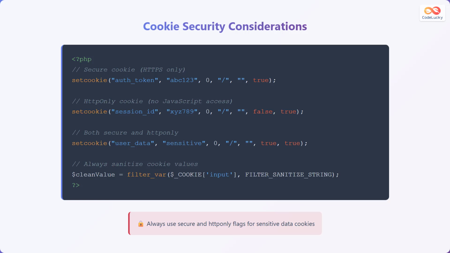Here's how to create an HTTP-only cookie that is not accessible via JavaScript. The first argument is the name of the cookie, in this case session ID. The second argument is the value of the cookie, in this case XYZ789.